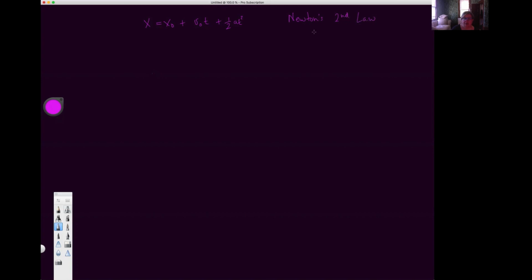Remember, it's the sum of all the forces equal to the mass of the particle times the acceleration. And of course, the force and the acceleration are both vectors. So where does this thing come from out of this? Well, let's back up a little.